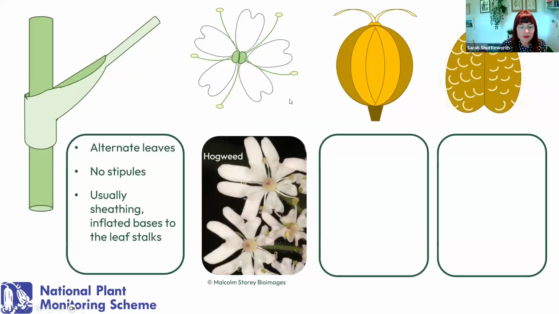So some of the key features of this family: we've got alternate leaves here. So unlike the dead-nettle family, where we had opposite leaves, we've got alternate. We don't have any stipules, but we do have these really interesting sheathing, inflated bases to the leaf stalks. Where the leaf stalk comes down, that whole base where it meets the stem is really quite inflated. It's really obvious in certain species, like Angelica, and we'll see some photos of that in a sec. But in smaller species, obviously, it's going to be less obvious.